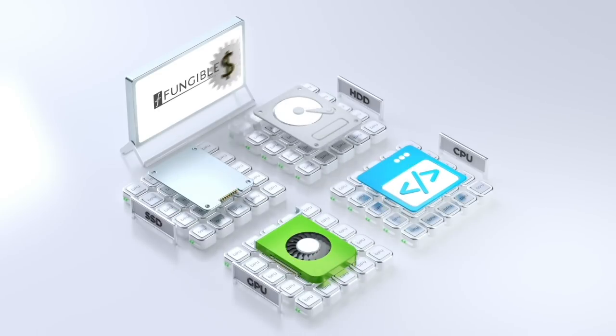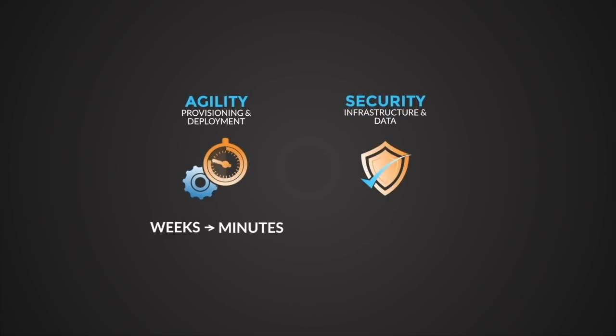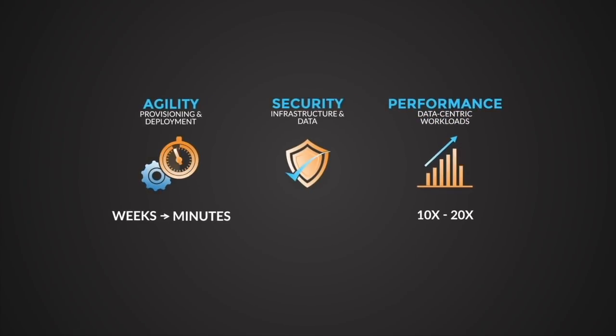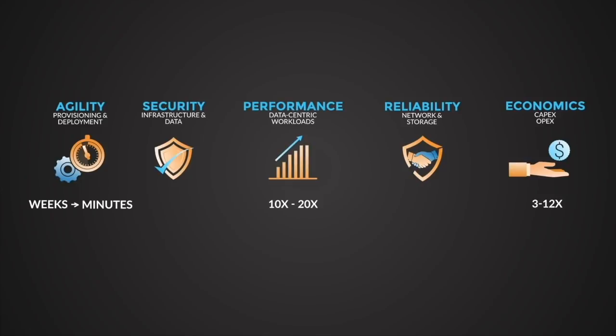Now, a fungible data center is inherently multi-tenant because its resources can be dynamically partitioned into ultra-secure, bare metal, virtualized data centers. Fungible data centers address systemic inefficiencies in existing data centers stemming from the use of a compute-centric architecture, which doesn't work so well in a data-centric world. Specifically, fungible data centers will improve the agility of deployment, the security of infrastructure as well as of data, and the performance of data-centric workloads by anywhere between 10 times to 20 times. They will improve the reliability of network and storage dramatically. And finally, the economics of data centers by somewhere between a factor of 3 and a factor of 12.